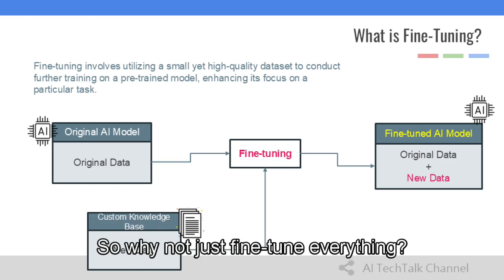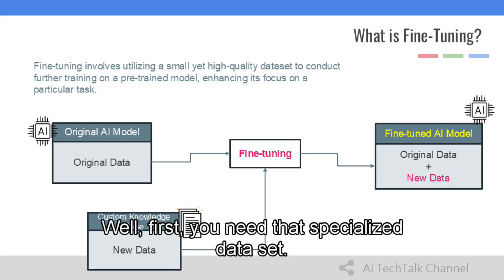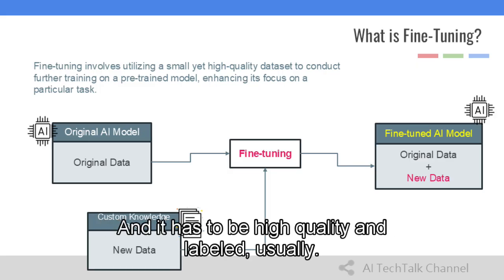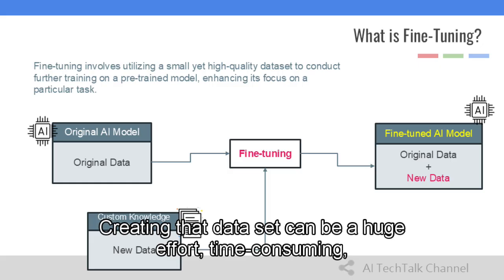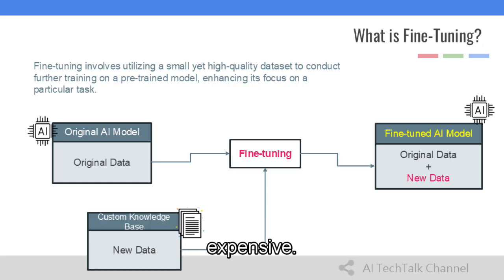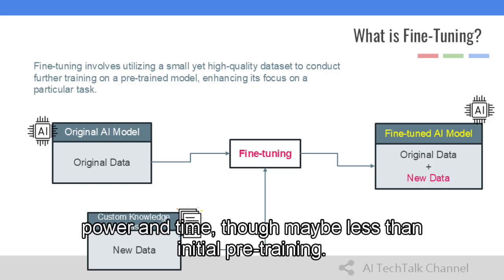Got it. So why not just fine-tune everything? What are the limitations or costs? Well, first, you need that specialized data set, and it has to be high quality and usually labeled. Creating that data set can be a huge effort, time-consuming, expensive. The data bottleneck. Precisely. Second, the fine-tuning process itself still requires significant computing power and time, though maybe less than initial pre-training.